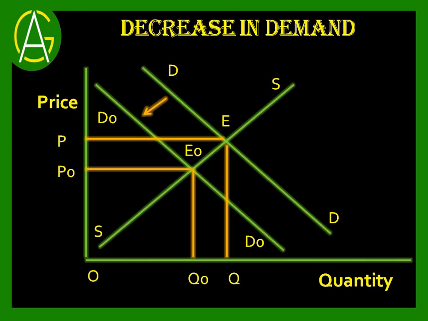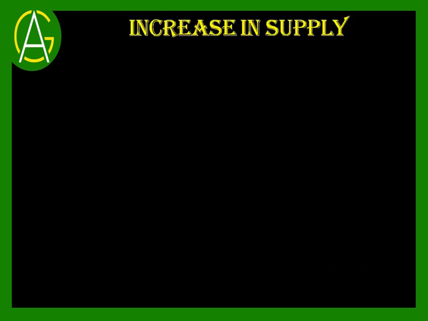When there is no change in supply and a decrease in demand, what will be the effect on equilibrium price and equilibrium quantity? The answer is: equilibrium price will decrease, equilibrium quantity will decrease. Next, increase in the supply. Until now we had seen the changes in the demand. Now we see the changes in the supply.